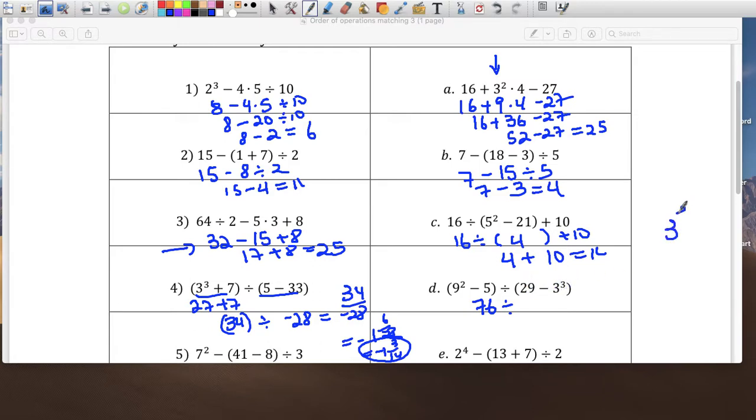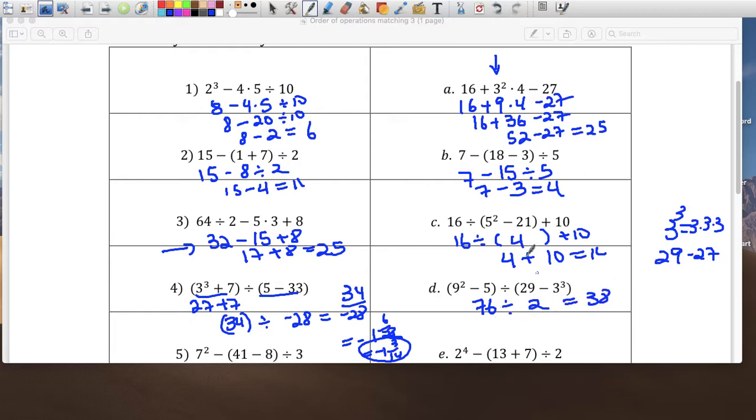Well, 3 to the third power is 3 times 3 times 3, and 3 times 3 times 3 is 27. So inside this parentheses, we have 29 minus 27. And 29 minus 27 is just 2. Now I can finally divide. 76 divided by 2 is just 38.